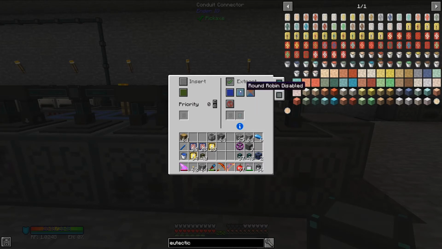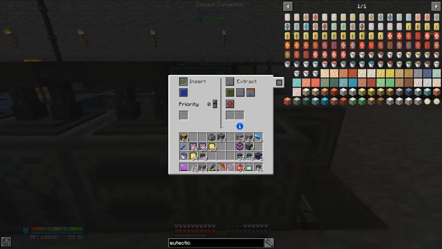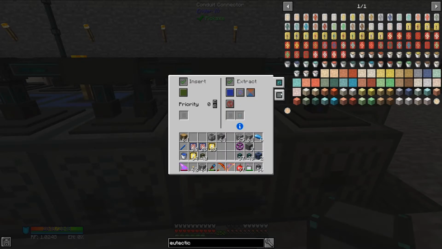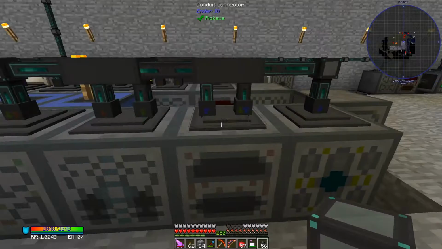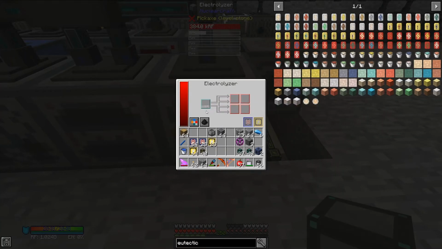No, because I did not do that. Okay, so this needs to be extract on the fluid conduit, not the item conduit. And this, wait, why is that not working? It's because I didn't turn it on. Okay, so cool. That seems to be working.